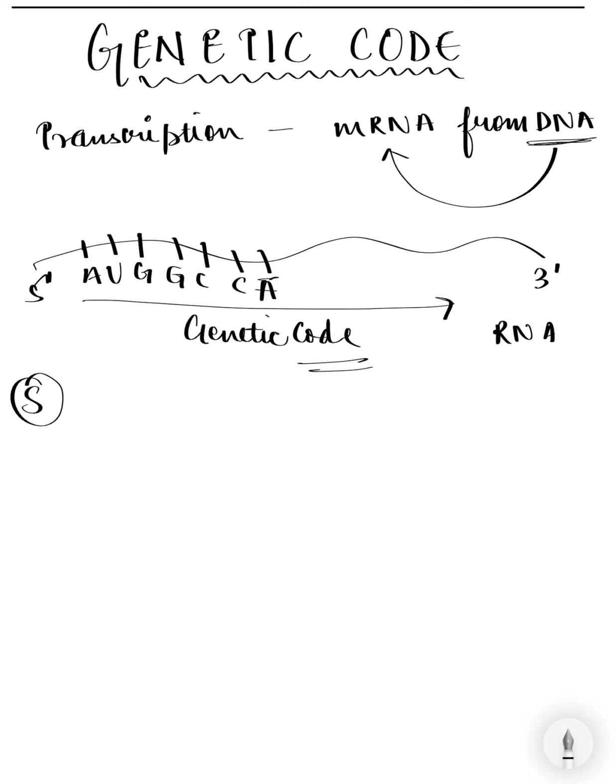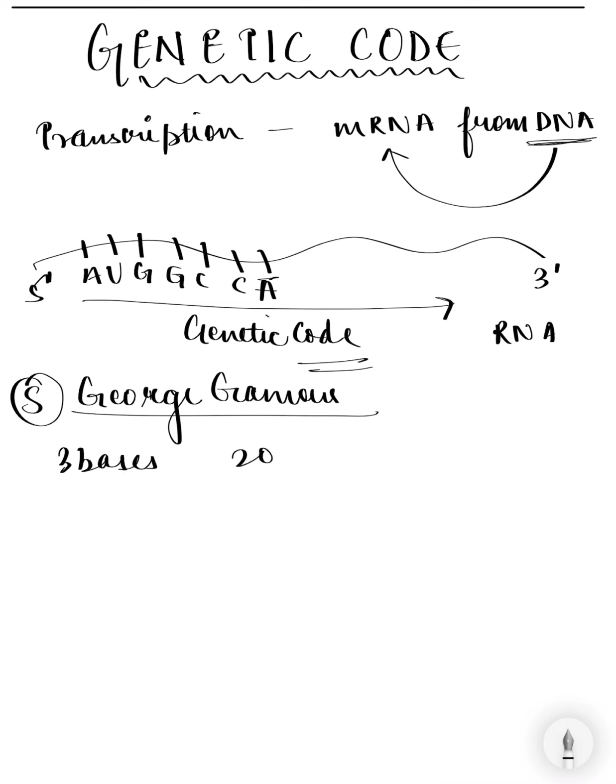So the first scientist who told us about genetic code is George Gamow. He suggested that the genetic code must be of 3 bases to code for 20 amino acids. Why? Because we have in total 4 bases, A, U, C, G, in an RNA.